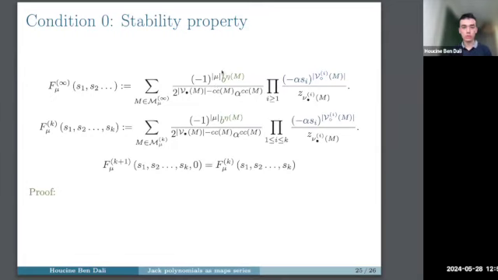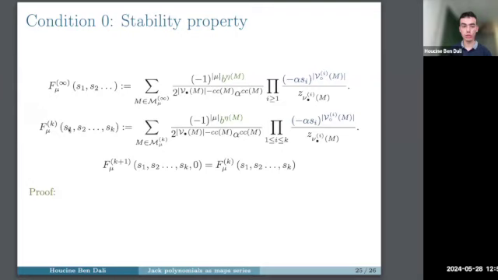So I said that we'll try to prove that this generating series of layered maps satisfies the three characterization properties. And actually, there is always a first condition 0 to check before checking the shifted symmetry property, the top homogeneous property, and then the vanishing property. It is the stability property.